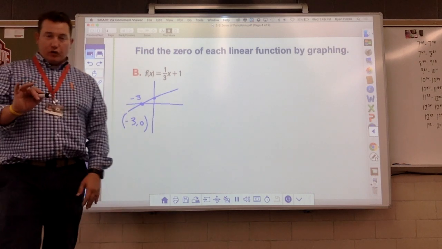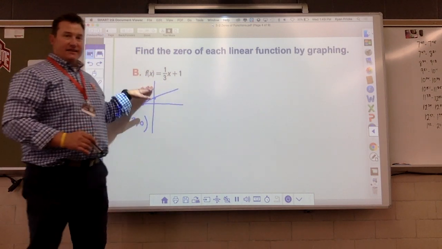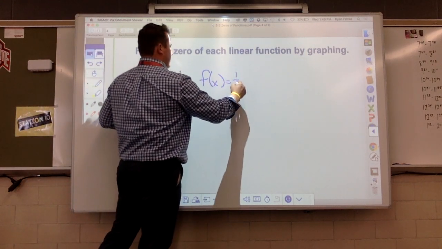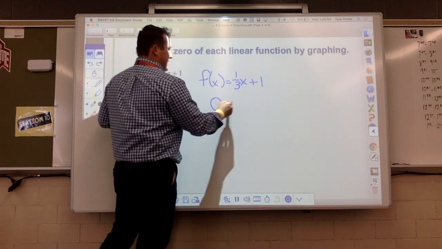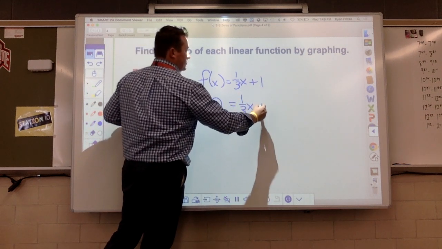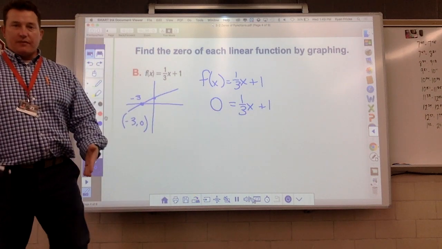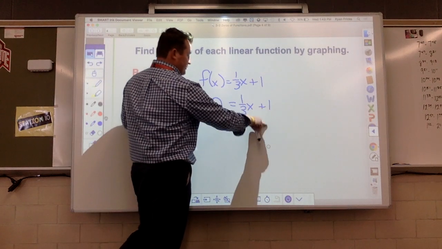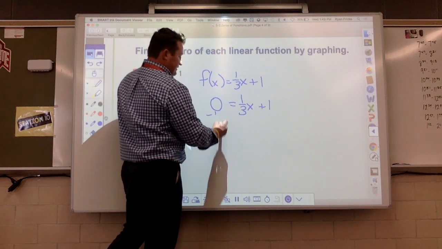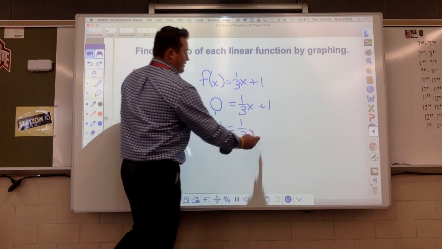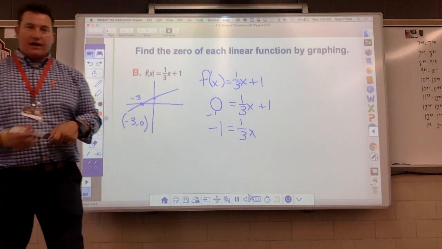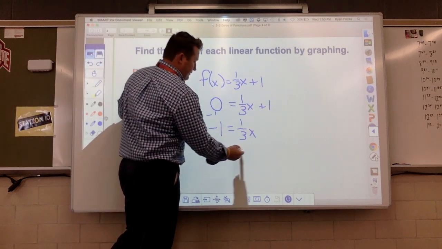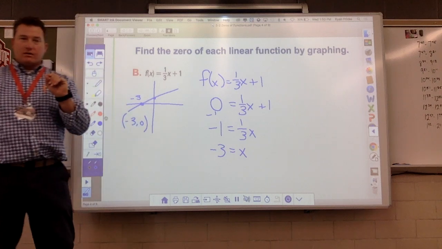If we wanted to prove it algebraically, again, take this equation, f of x equals 1/3 x plus 1, and set it equal to 0. Once I'm here, solve the equation for x. Subtract 1, get rid of that 1. 0 minus 1 is -1. That equals 1/3 x. So now go ahead, multiply by its reciprocal, which is just 3, and this will turn into -3. Boom. Good to go.